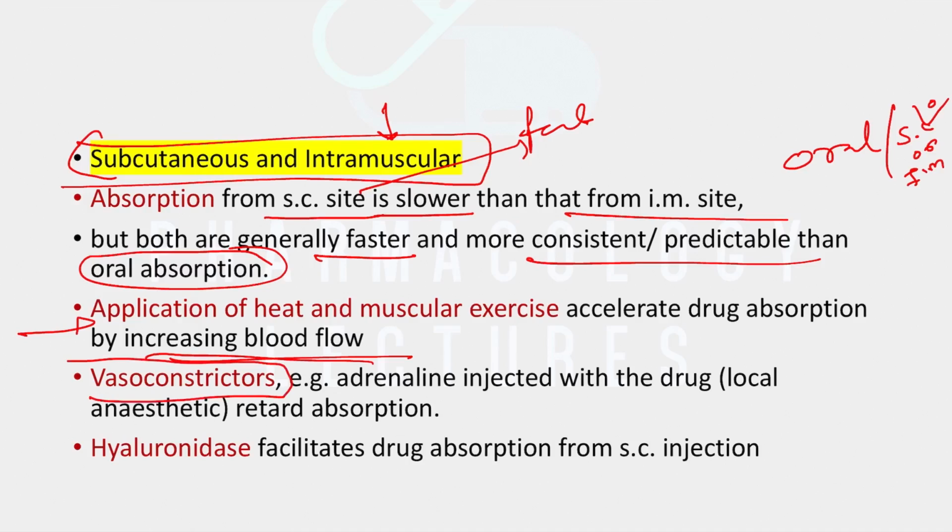What if we give a vasoconstrictor with this intramuscular or subcutaneous route? If you give a vasoconstrictor, the drug will remain there for a longer time. It won't go into the systemic circulation. So action will be increased. It will retard the absorption, and action will be increased.